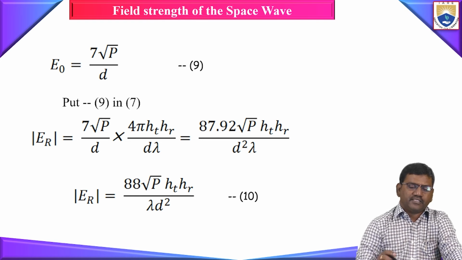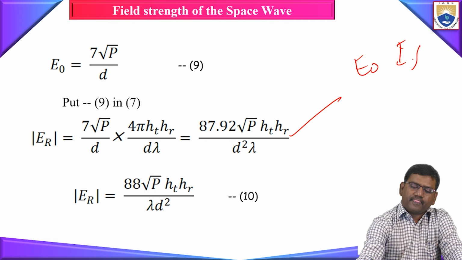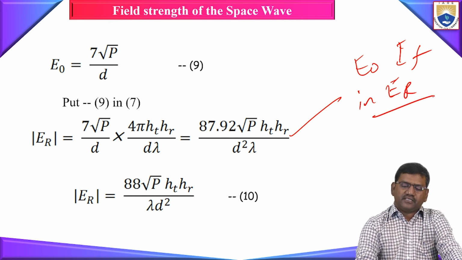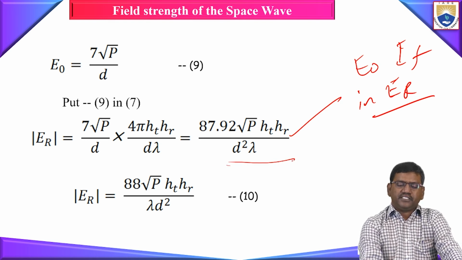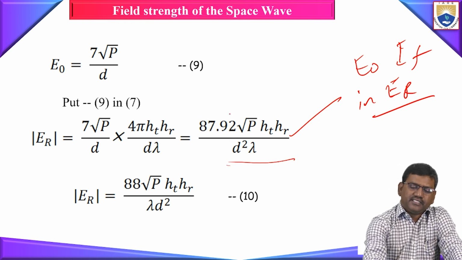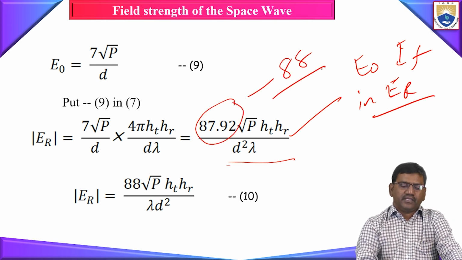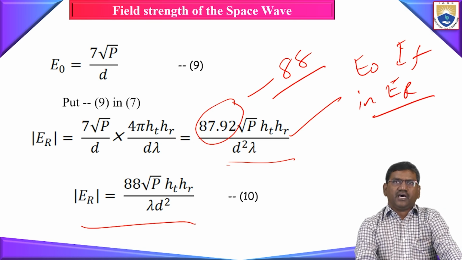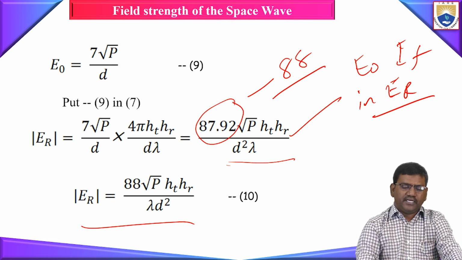So if you simplify and substitute the E naught value and EF value in the ER equation, you will get approximately 87.92 root P HT HR by D square lambda, and this 87.92 can be rounded off to 88, which is the nearest. So we can write mod ER is equal to 88 root P HT HR by lambda D square.